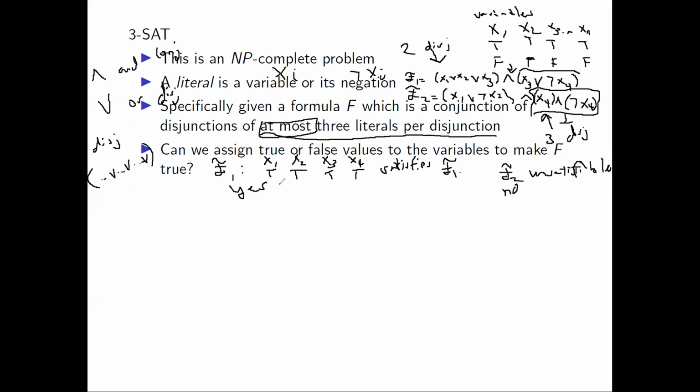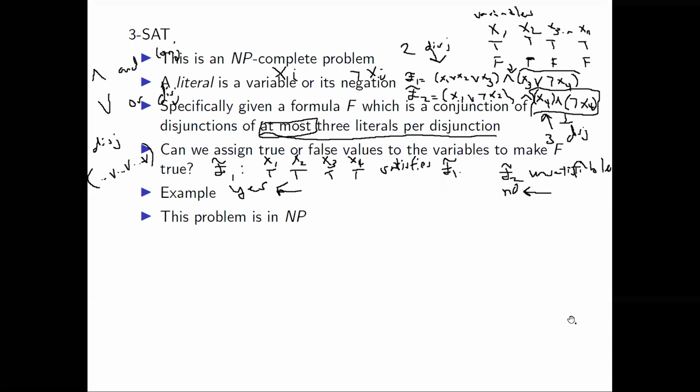So the answer for F1, the 3SAT answer, is yes. It is satisfiable. The answer for F2 is no. It's not satisfiable. There's no assignment of true-false values to the variables to make F2 true. And we did the example there.